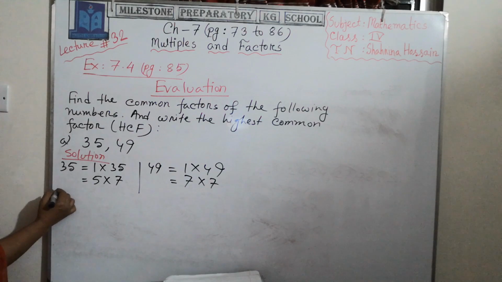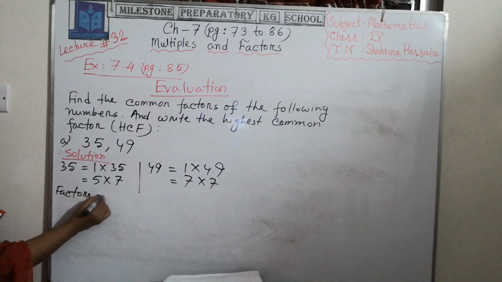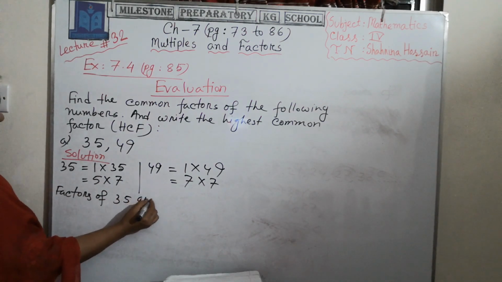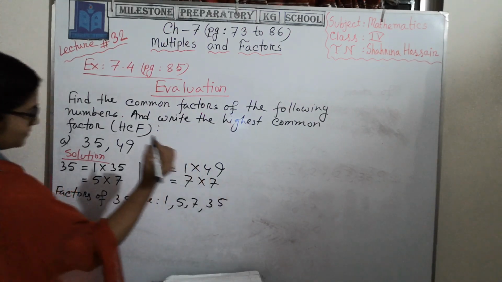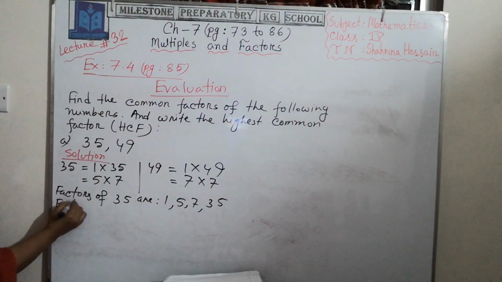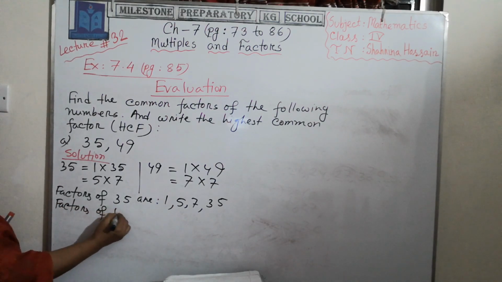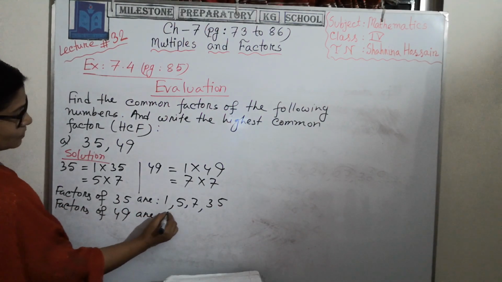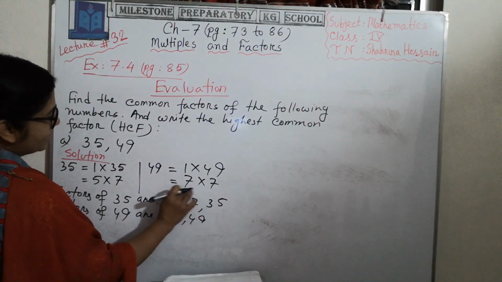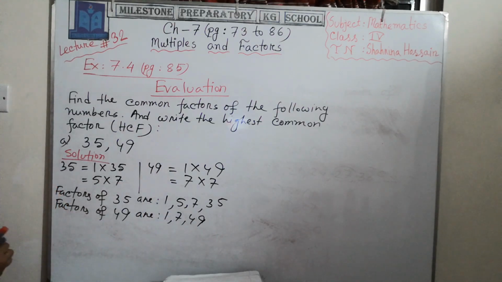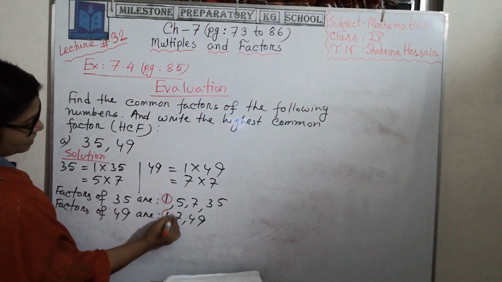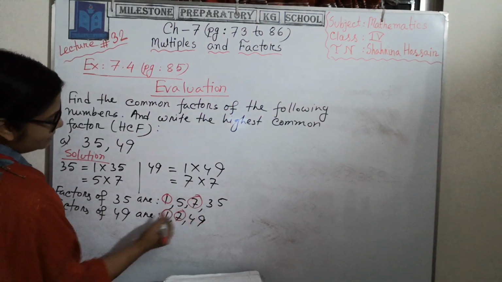Okay, so factors of 35 are, what the factors? 1, 5, 7 and 35. And factors of 49 are 1, 7, 49. Here are the 2 sevens, so I can take 1 seven. Okay, so which numbers are same? 1 then 7. Good.